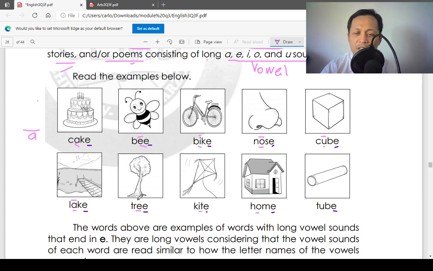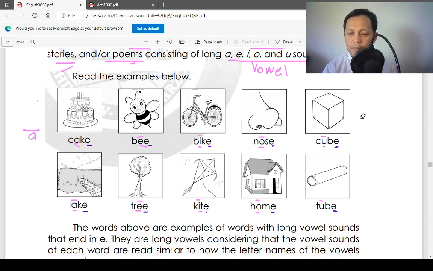Lake. The E in tree is also pronounced longer. We have tree. Again, the I is pronounced longer. Kite. The O is also pronounced longer. We have home. And the U is also pronounced longer. So it is pronounced as tube. Okay? So it is pronounced longer because those are the long vowel sounds.